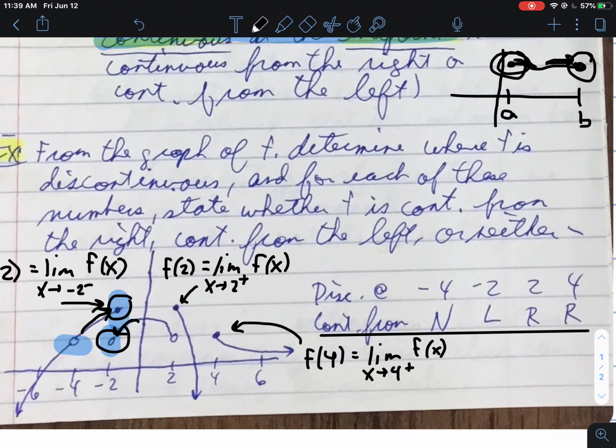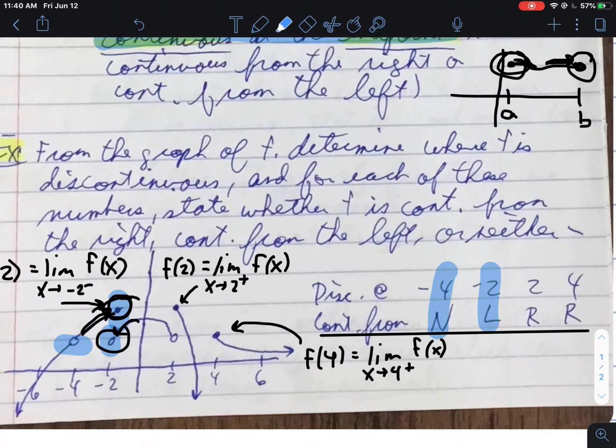So that's why we said earlier, which side are you approaching from? Basically, if you're looking at one of these jump discontinuities, which piece has the closed point? And whichever side you're approaching from to get to that point, that's the direction of your continuity. So I would say that this function is continuous at -2 from the left, because as we approach -2 from the left, we're approaching that function value. There's our -4 neither, and there's our -2 from the left.